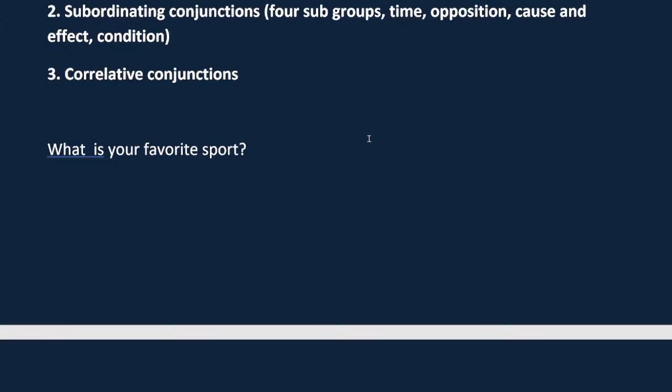So without going into too much detail on this, we could spend several classes on just this number 2 here. Time is like when I wake up, I brush my teeth. When is the conjunction of time. Opposition. I like to eat oranges. However, I don't like orange juice. Opposition. However. Cause and effect. I don't like orange juice because it's too acidic.